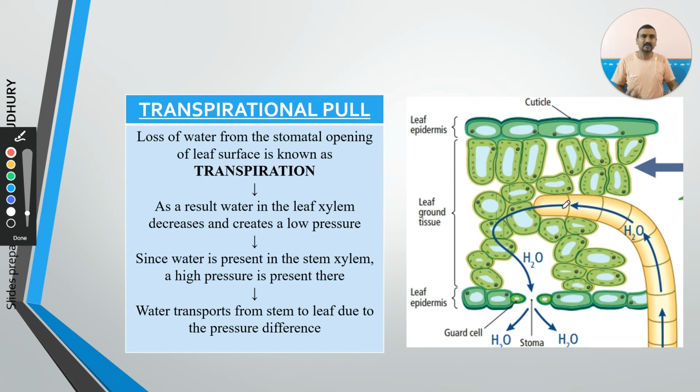From here the water is being taken out, so the water from this area starts moving up due to the difference in pressure. That's why it is called a pull, and since it is overall due to the process of transpiration, we call this process transpirational pull. So these two forces, root pressure and transpirational pull, together are responsible for the upward movement of water and the dissolved minerals.